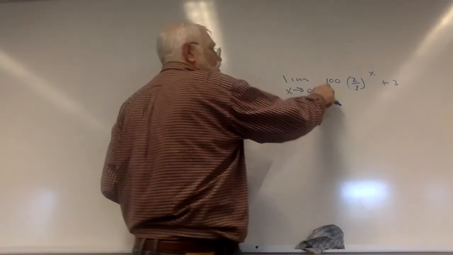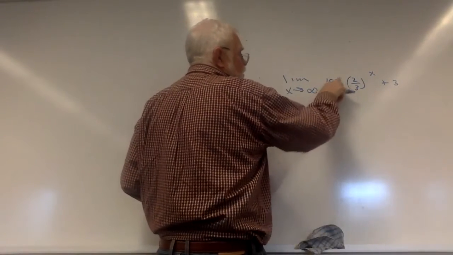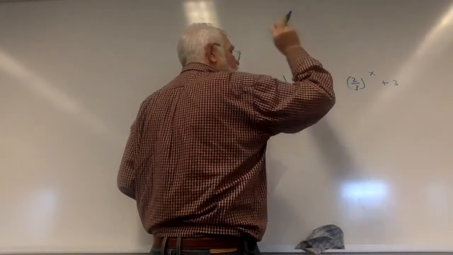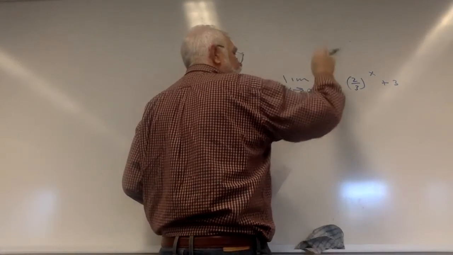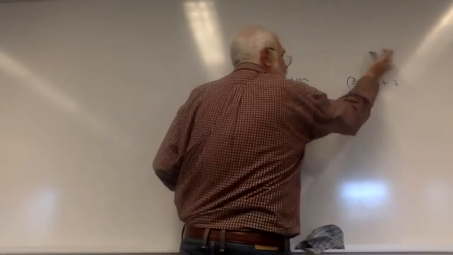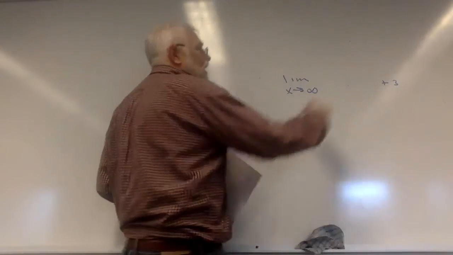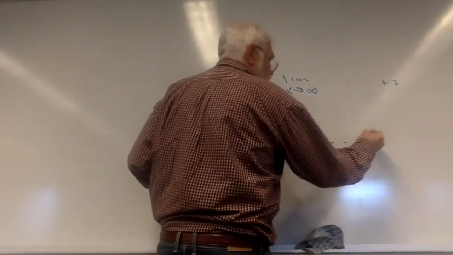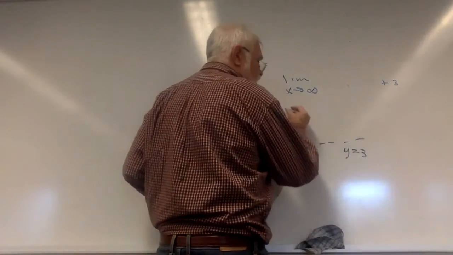Now, I'm going to take 2/3 of 100. There you go. There's 2/3 of it. It's gone. I'm going to take 2/3 of that. It's gone. 2/3 of that. It's gone. What are you headed towards? You're headed towards 3. That was just an exponential decay problem where y equals 3 was the asymptote.